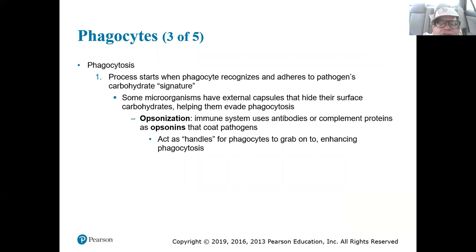All right, we're going to have pretty pictures here of phagocytosis. My nose is killing me. Hold on.